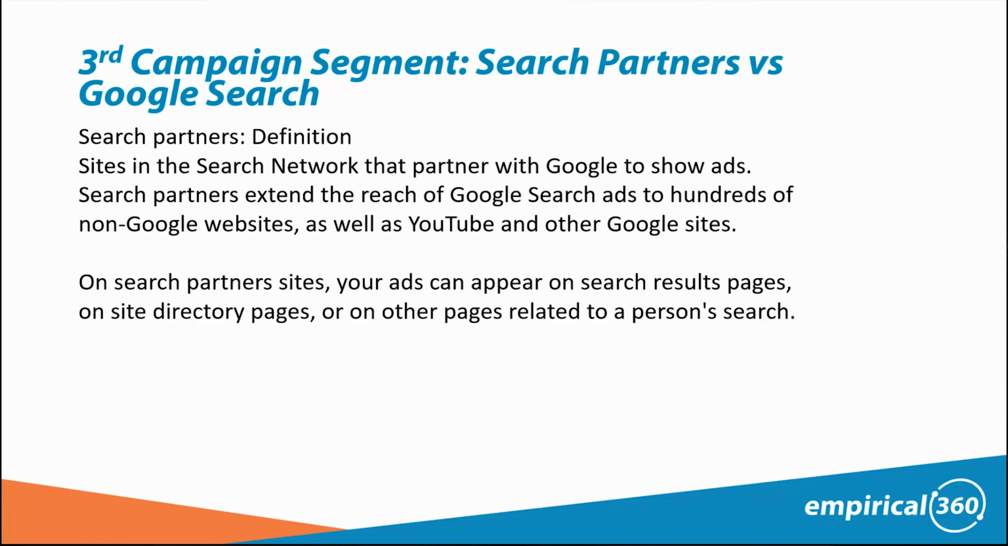The third is Google Search Partners versus Google Search. So I'm going to read this definition pretty much straight from Google. The Google Search Network is obviously Google, where you go to the main Google page and you research whatever it is you're researching. The partner sites are non-Google websites such as YouTube and other Google sites that have search functionality that your ads may show on.